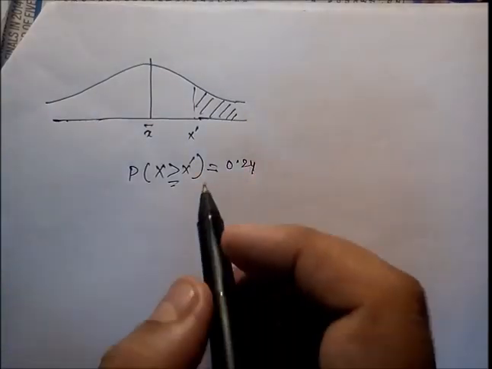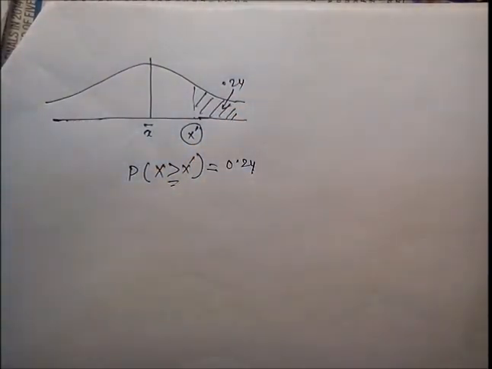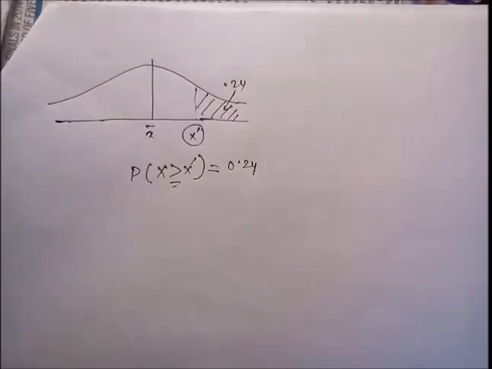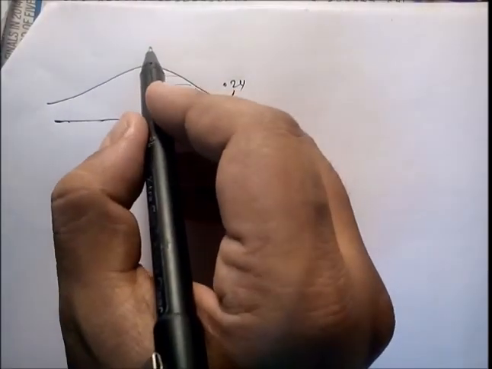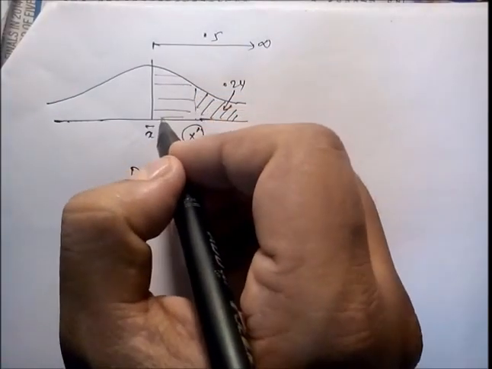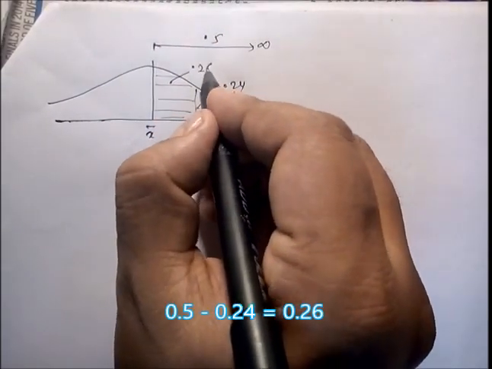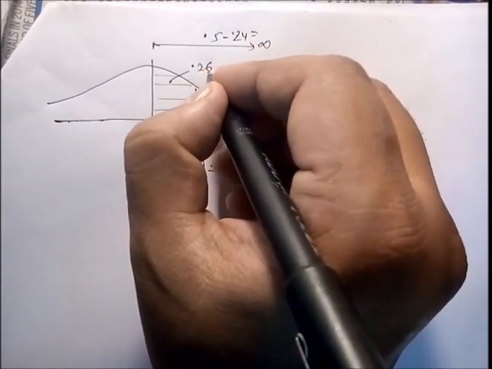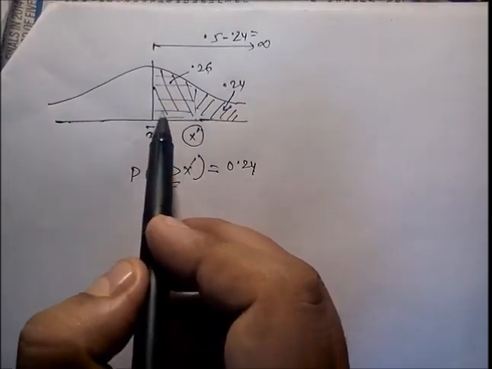Now we have to identify the x value. The table values are from 0 to z, not from z to infinity. So that's why we have to identify this particular area. Already you know from this point to positive infinity it is 0.5. So it is nothing but 0.5 minus 0.24, which is 0.26. So this particular area is equal to 0.26.